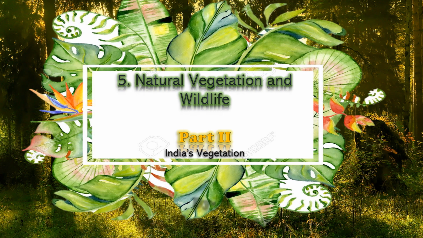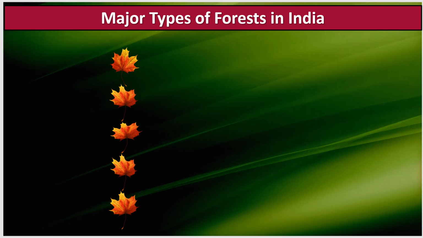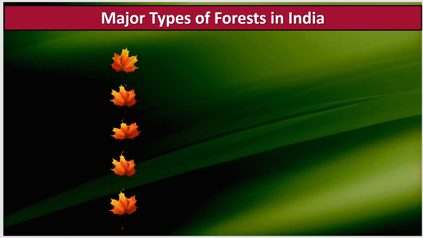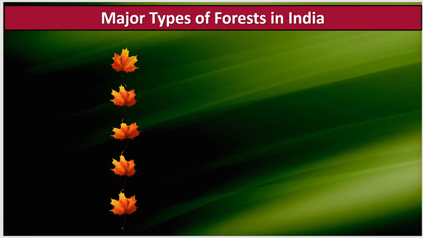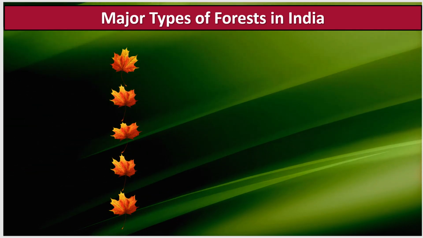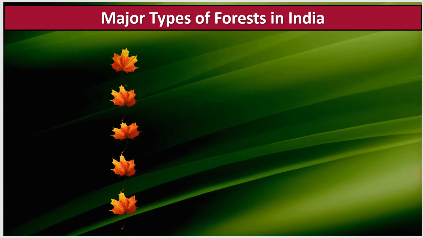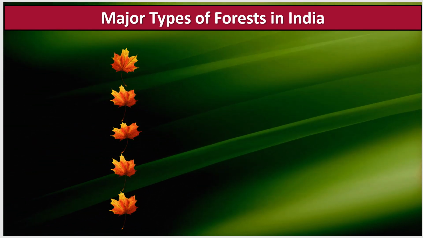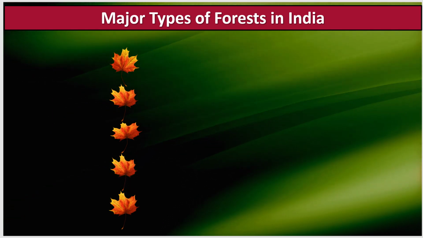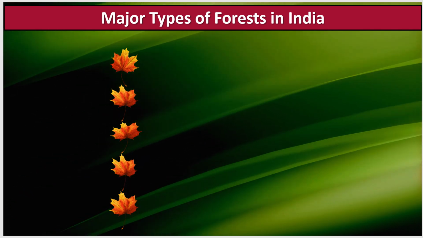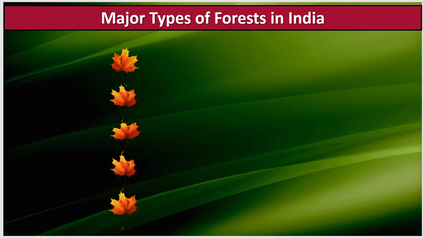Today we are going to study about India's vegetation. So far we have studied that altitude and climate are different in the different parts of our country. Hence, there is a great variety of vegetation and forest types in India. Almost 20% of the land in India is covered with forest.